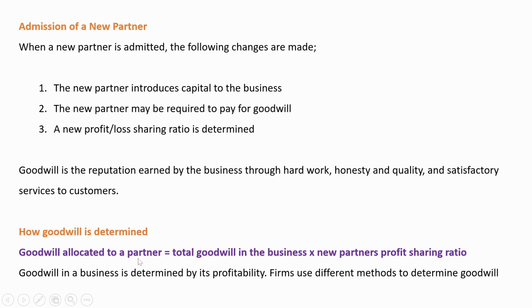So goodwill allocated to a partner is equal to total goodwill in the business multiplied by new partner's profit sharing ratio. So total goodwill in the business. This is goodwill in the entire business. This goodwill is supposed to be shared by all partners according to their profit sharing ratio.